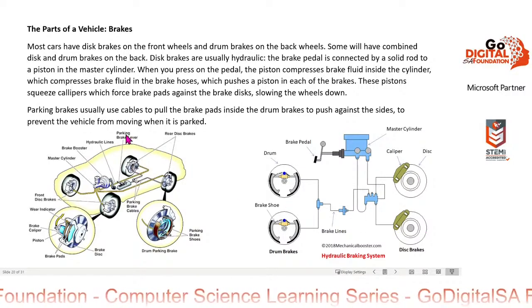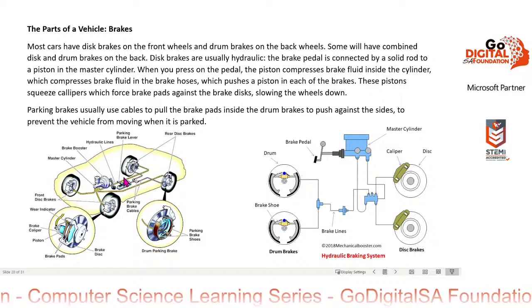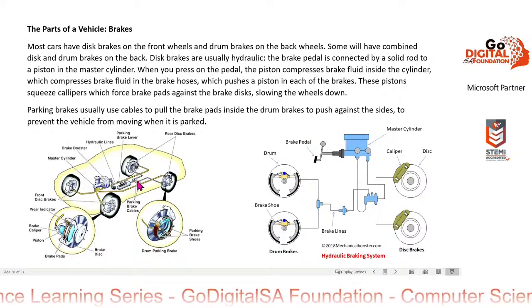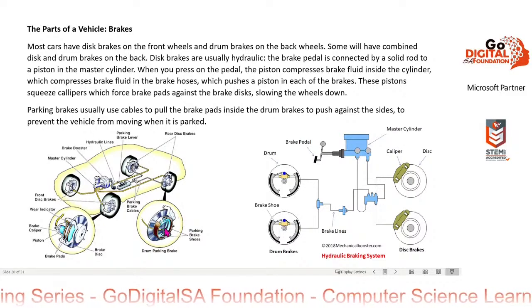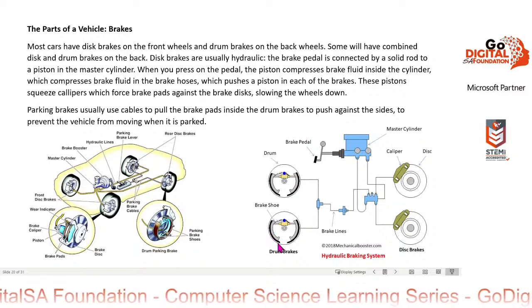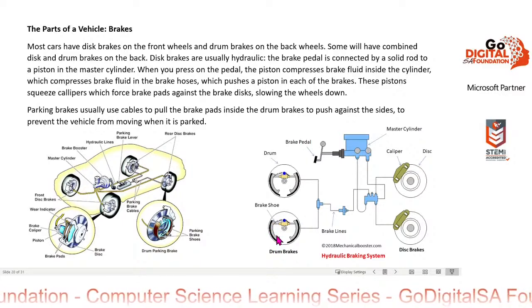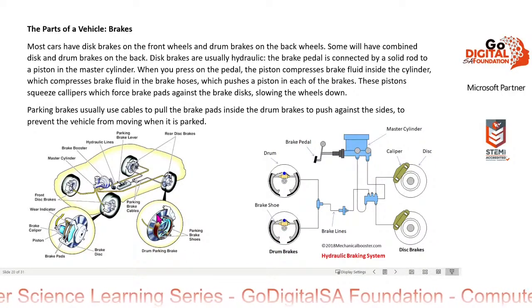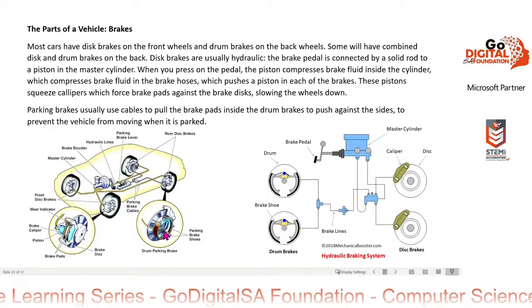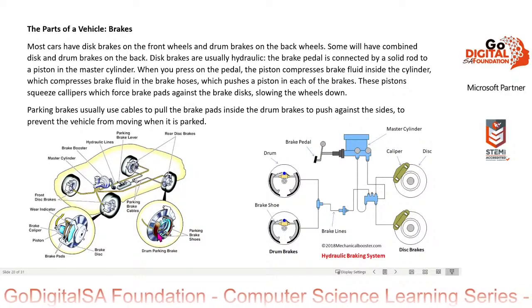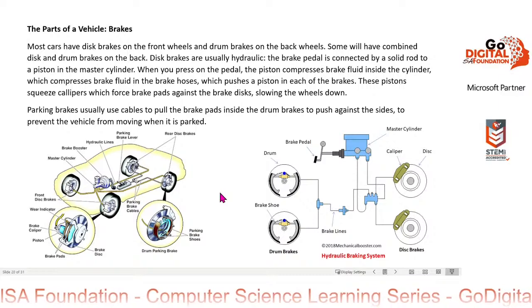The parking brake is operated by the parking brake lever. When you pull it up, it pulls on cables. These cables cause the brake shoes to push the pads against the insides of the drum. So this is used to stop the car. Okay, normally when you stop a car, you pull up the lever so that the brakes keep it from moving.